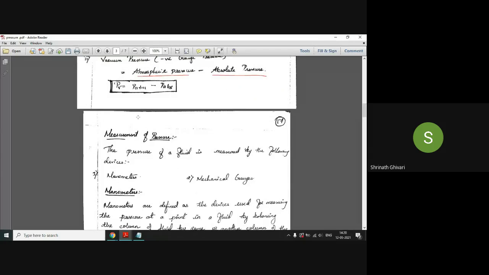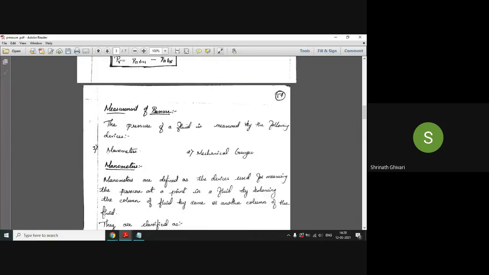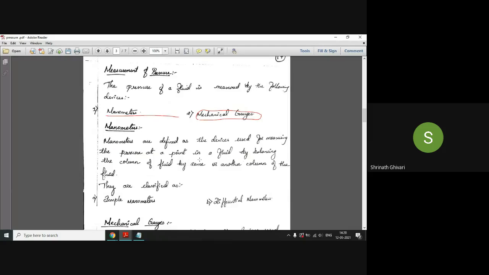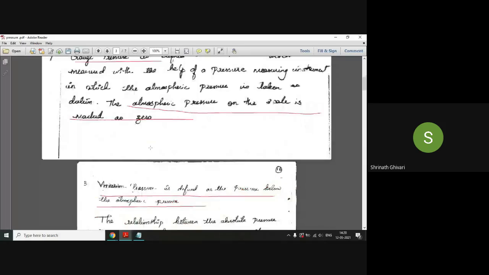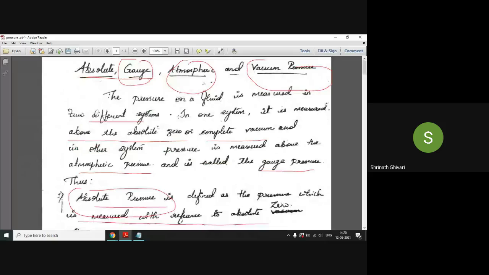There are two devices. One is the manometer and another one is mechanical gauges, like the Bourdon tube gauge, diaphragm, and other different pressure gauges. So we'll be dealing with it in the next class. But you study about this. Whatever I have told you today is important from many points of view. Okay, fine.